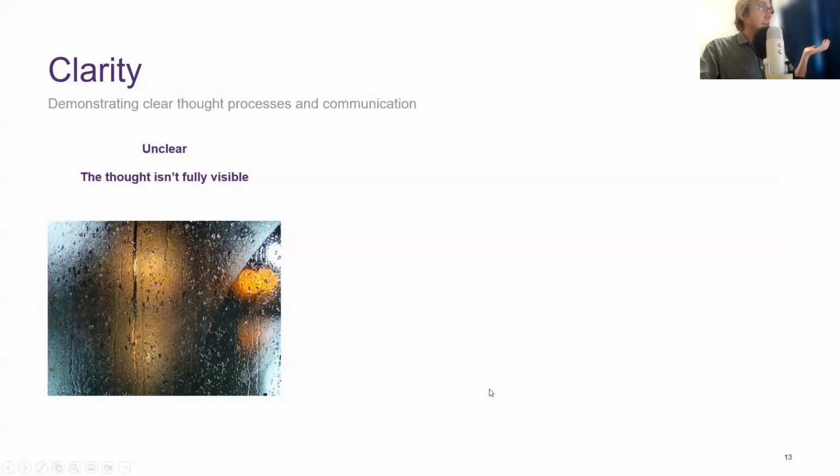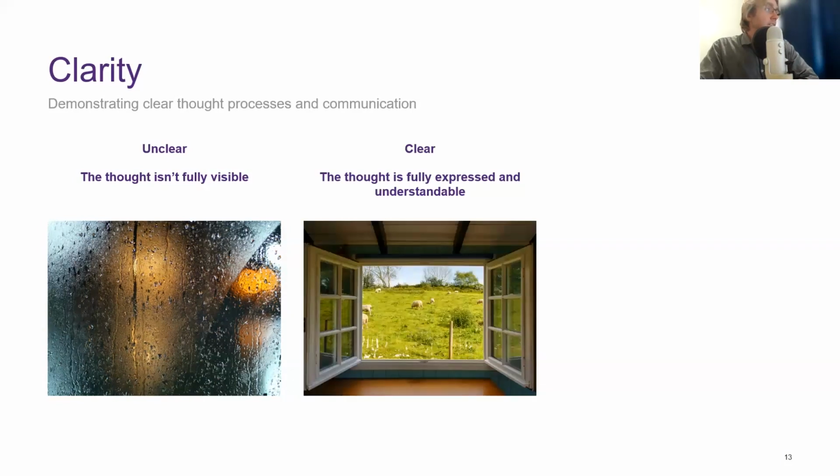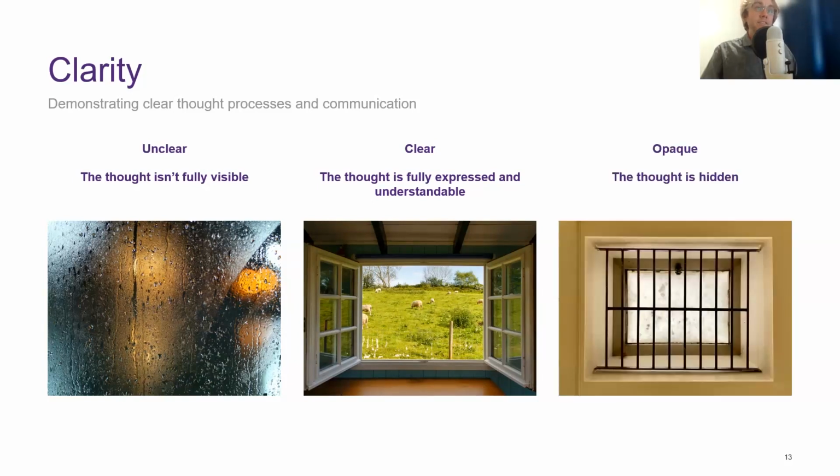So clarity means demonstrating clear thought processes and communication. So if it's unclear, the thought isn't fully visible, like, you know, a window covered with rain. If it's clear, the window is open and I can see exactly what it is that's in another person's brain. And if it's opaque, the thought is deliberately hidden. We don't want to show what's in there, which is, you know, what you get with politicians and stuff like that. But if we want a clear expression, we need to be measuring that.